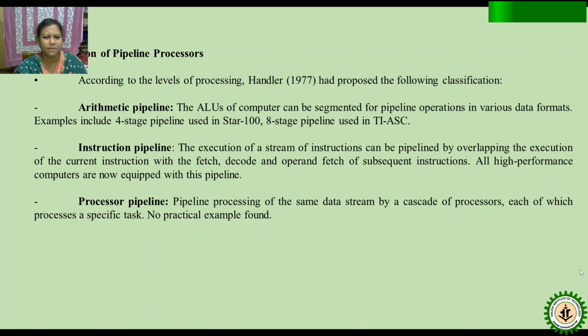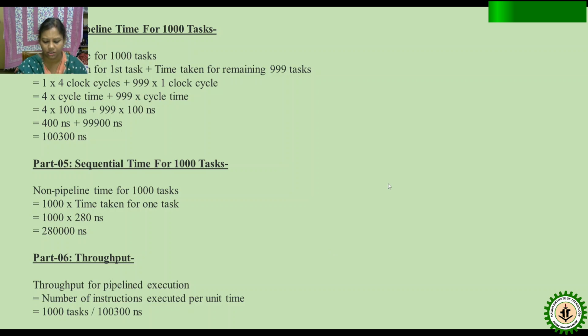And the processor pipeline is processing of the same data stream by cascading processors, each of which performs a specific task. Here each processor is designed so that a particular task is performed, but there is no practical use of this.